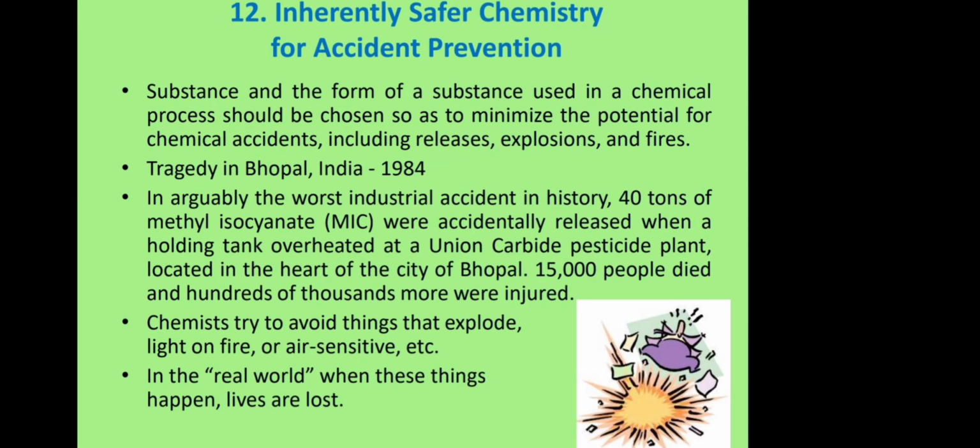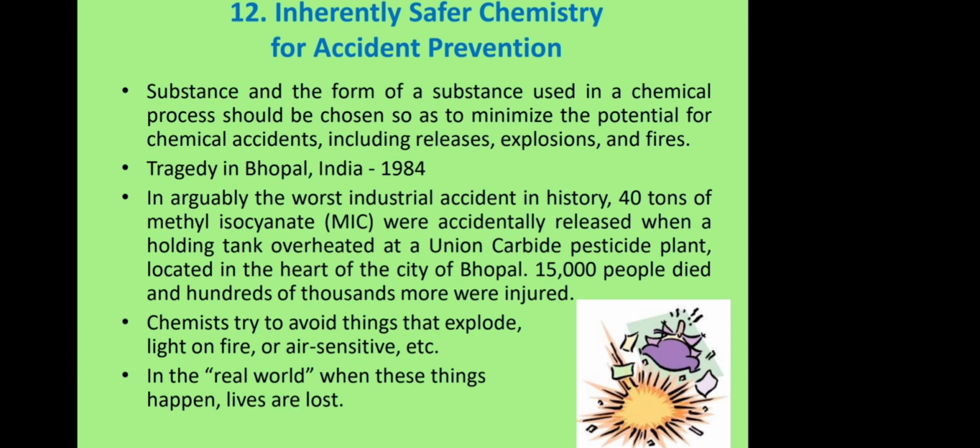12th one, inherently safer chemistry for accident prevention. Substances and the form of substances used in a chemical process should be chosen so as to minimize the potential for chemical accidents, including releases, explosions, and fire.